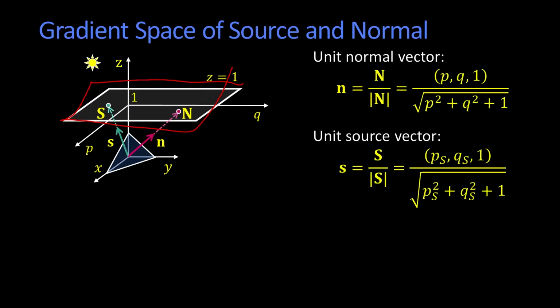So when I write that, I get the following, right? Remember we said that our unit vector n is just (P, Q, 1) divided by the magnitude, the square root of P squared plus Q squared plus 1. And likewise, the unit vector in the direction of the source is just (Ps, Qs, 1) divided by its magnitude. All right? So far, so good. So we have an algebraic representation of both of those normals.